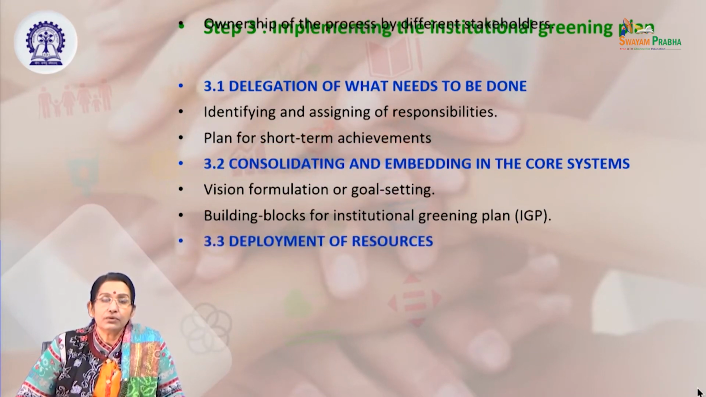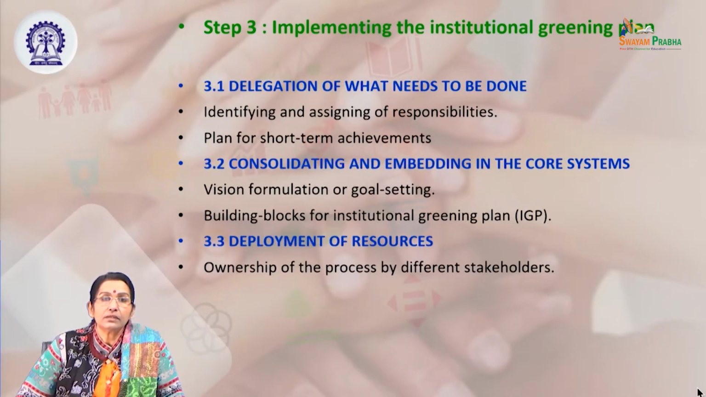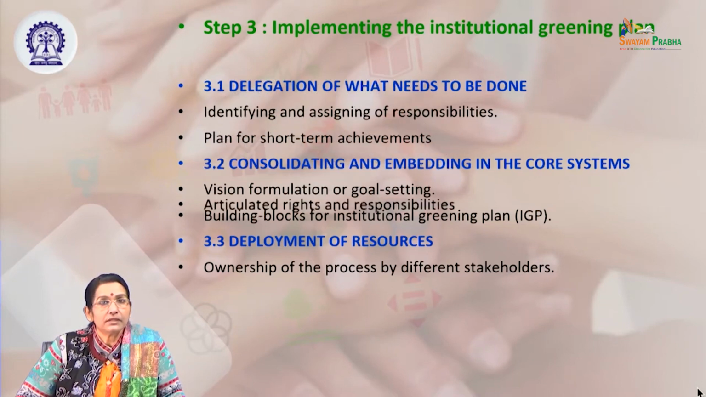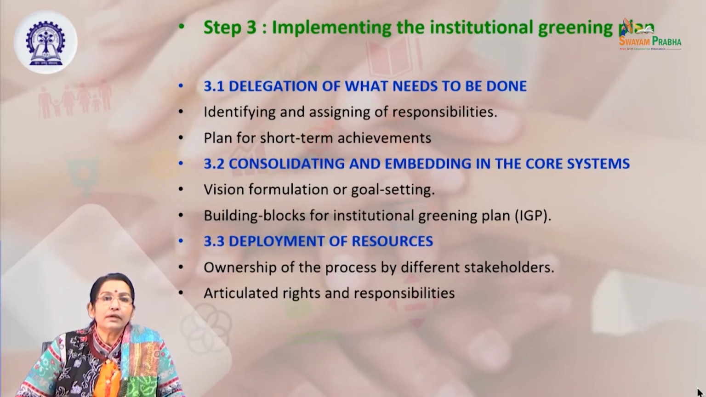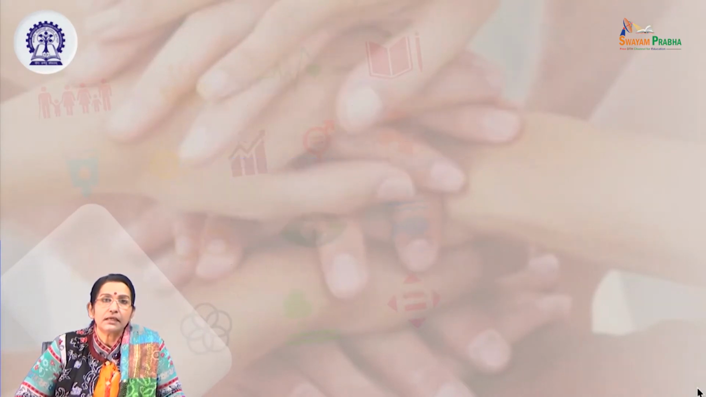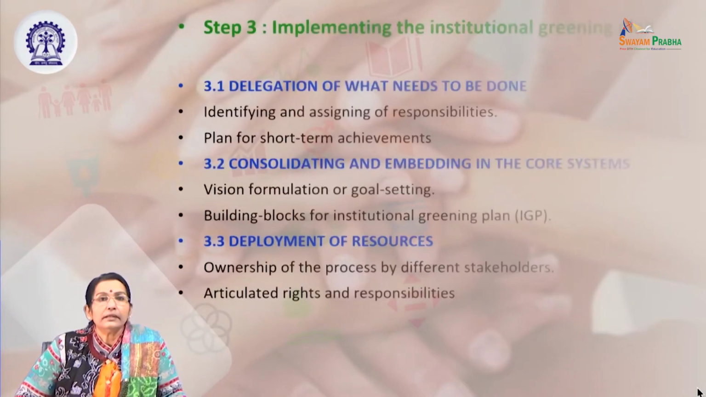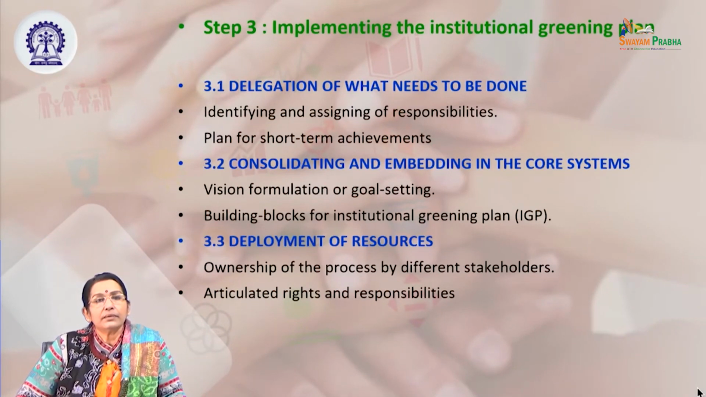Then comes deployment of resources, which means ownership of the process by the different stakeholders. The stakeholders who will be engaged and assigned different kinds of tasks are supposed to take responsibility and would be accountable for this kind of action plan. So the articulated rights and responsibilities of the different stakeholders, and their accountability, everything should be spelled out, delegated, clearly mentioned and practiced.